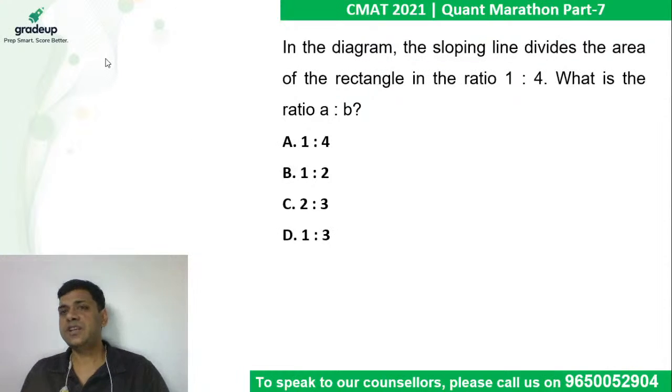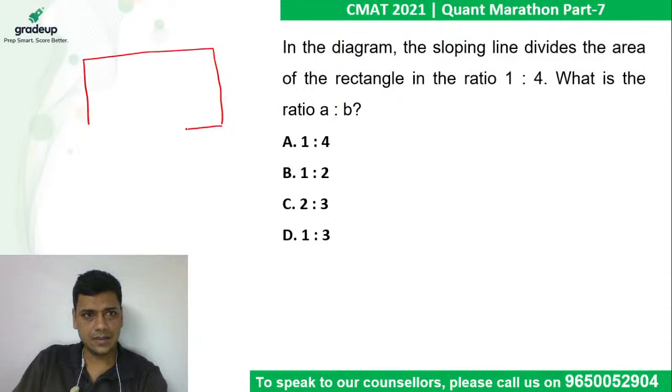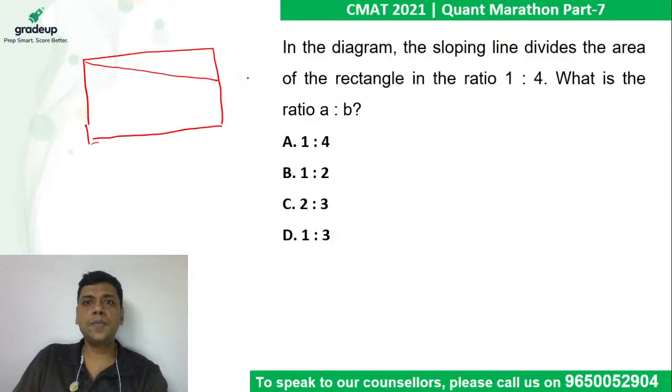Okay, now the next question. In a diagram, there is a rectangle with a sloping line. This sloping line divides it in such a way that the ratio of the areas of these two portions is 1:4. This length is A, this length is B. You have to find the ratio of A and B.